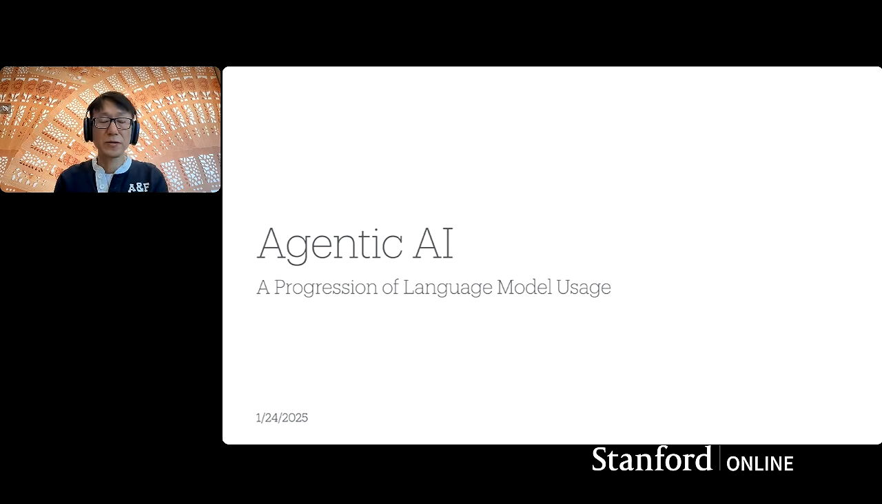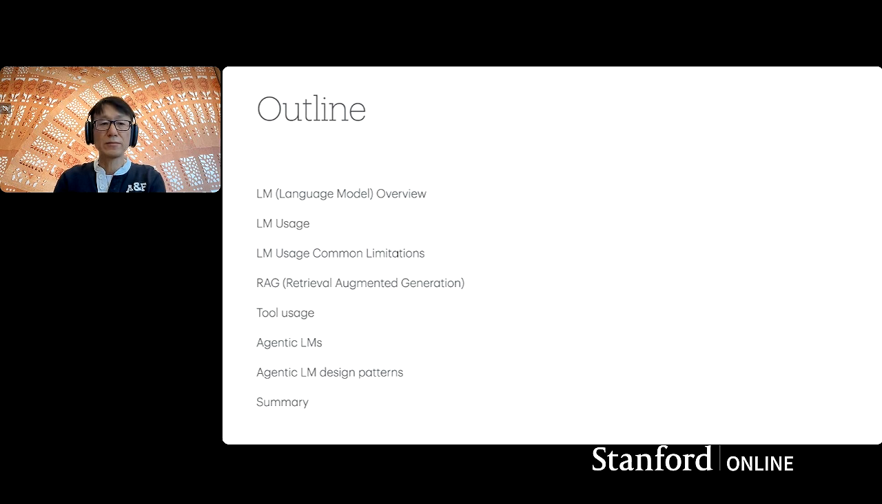My name is Insop. So today we'd like to go over agentic AI, agentic language model as a progression of language model usage. So here is the outline of today's talk. We'll go over the overview of language model and how we use it, and then the common limitations, and then some of the methods that improve on these common limitations. And then we'll transition into what is the agentic language model and its design patterns.